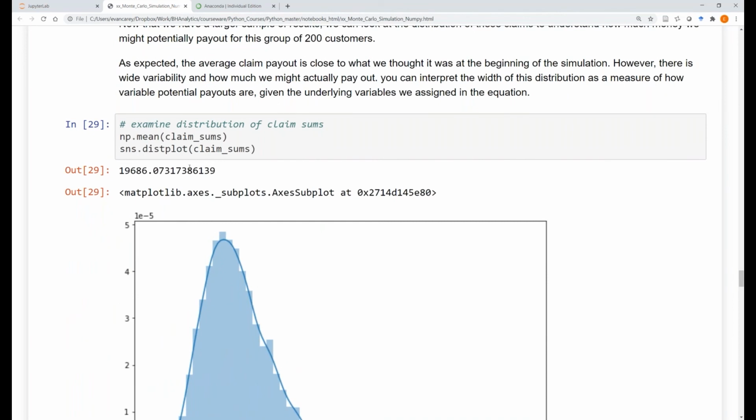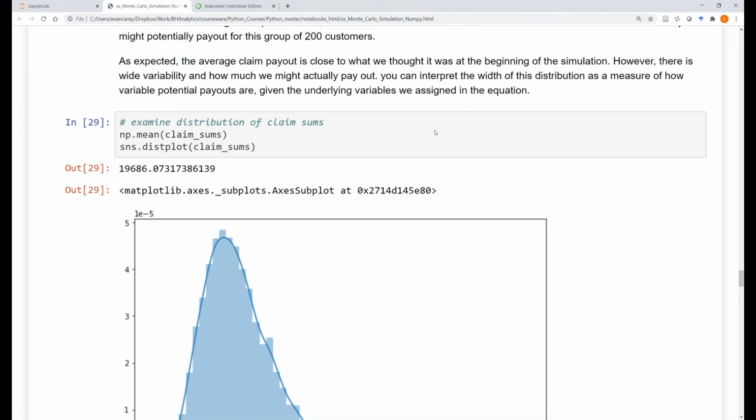So as expected, the average claim payout across these 10,000 reps is going to be close to what we thought it was at the beginning of the simulation. But there's wide variability in how much we might actually pay out. So the width of this distribution is maybe something we really care about, and I would interpret it as how variable potential payouts are given the underlying stochastic equation, right? The variables we assigned in the equation.